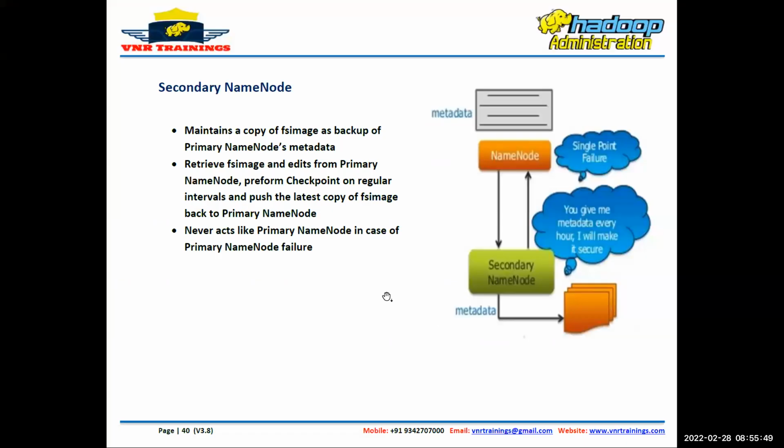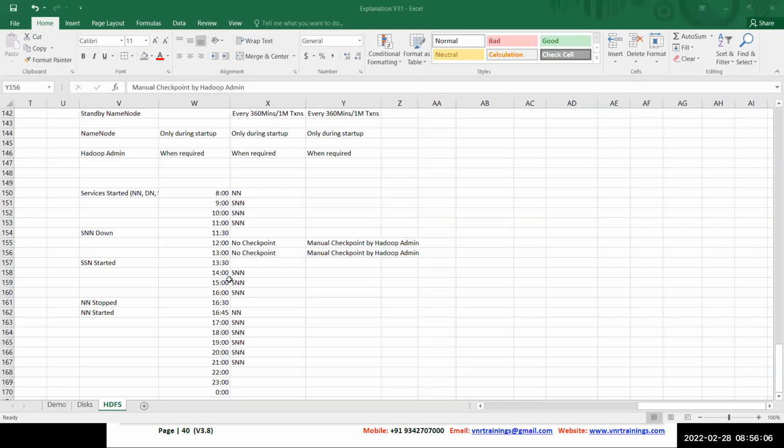Okay, now let us come back to this point. What is the secondary name node? The secondary name node maintains a copy of the FS image as a backup of the primary name node's metadata. Now the question is where the secondary name node will run. That is the next question.